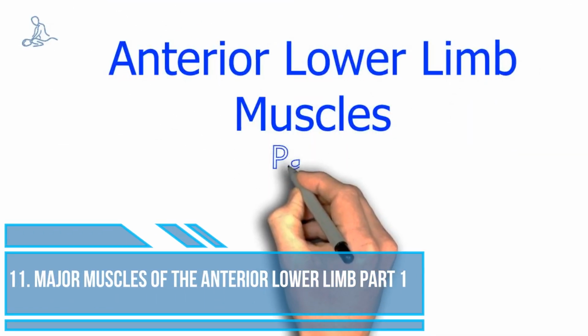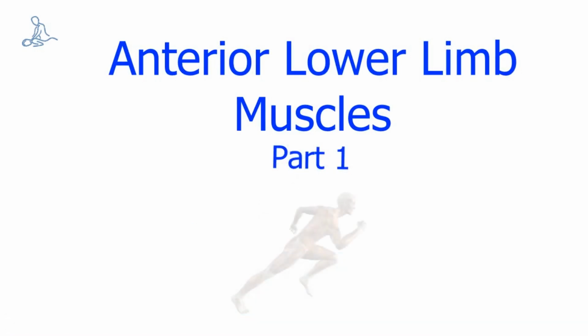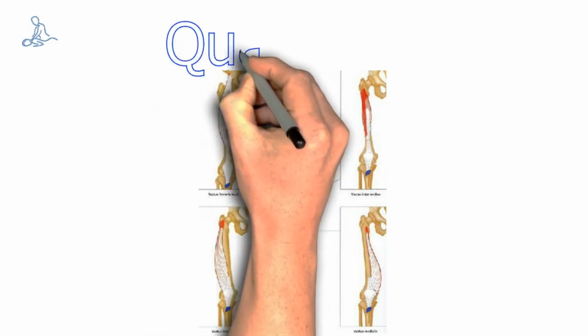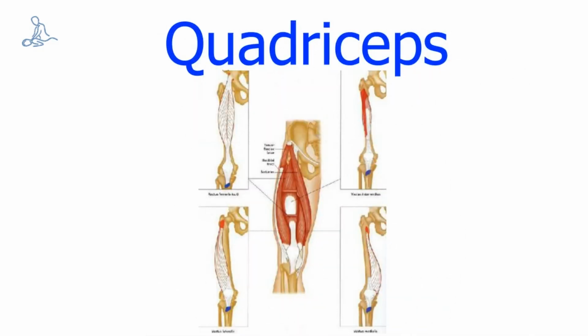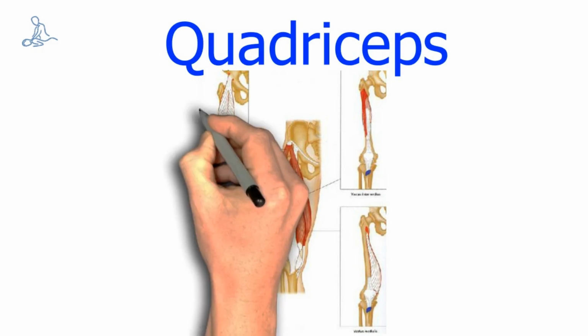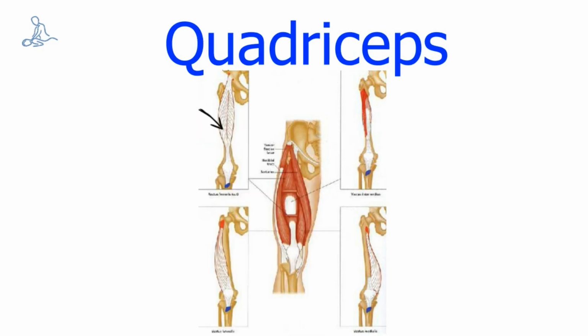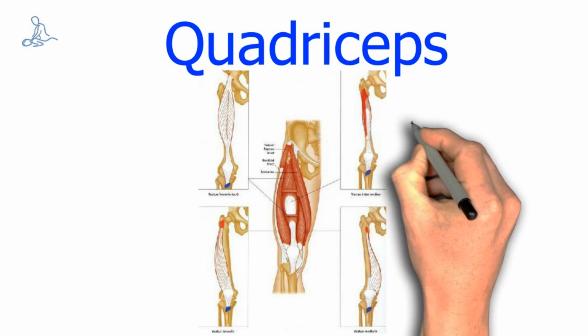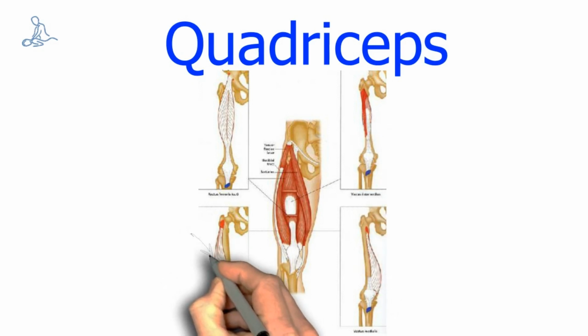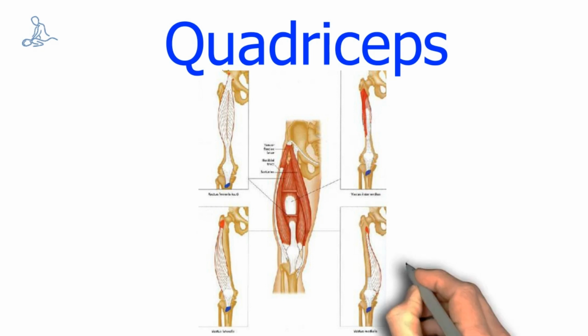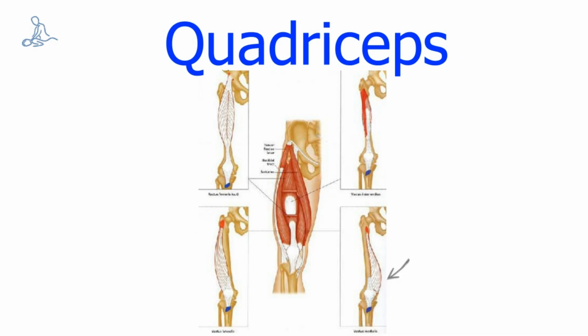Anterior lower limb muscles, Part 1. The quadriceps are made up of 4 muscles: rectus femoris, the vastus intermedius, the vastus lateralis, and the vastus medialis.